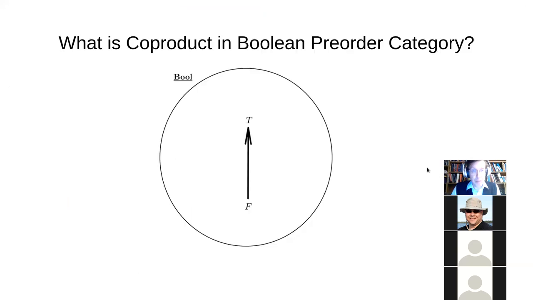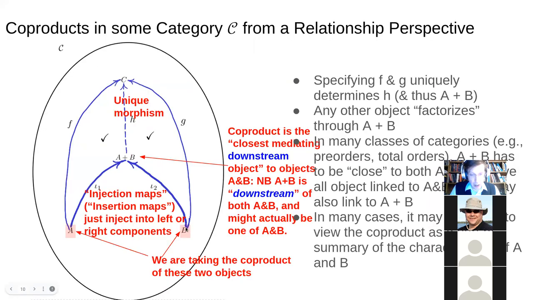But what would coproduct be in a Boolean preorder category? So here we have true pointing to true and false to false, just not drawn because they're implicit, they're identity morphisms. And this is a Boolean preorder, so there can only be zero or one links between objects. And here we have no links from true to false, but we have one link from false to true. So what would the coproduct be? And again, I'd mention it's the closest downstream object to both of these. Recognizing downstream could be A and B itself. That's something I emphasized here. It could be that the coproduct is one of A and B.